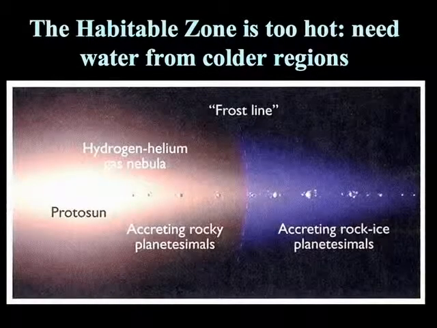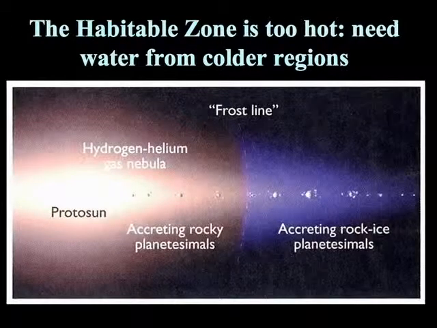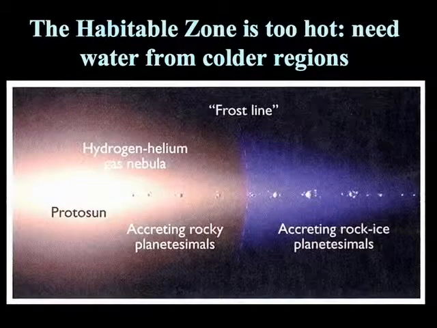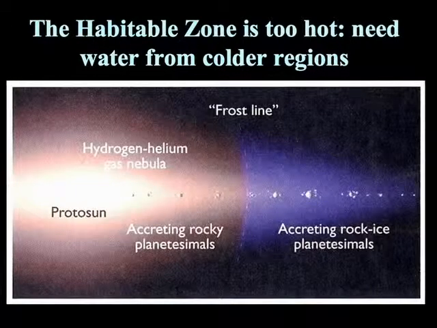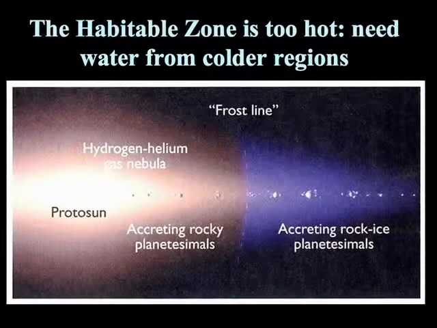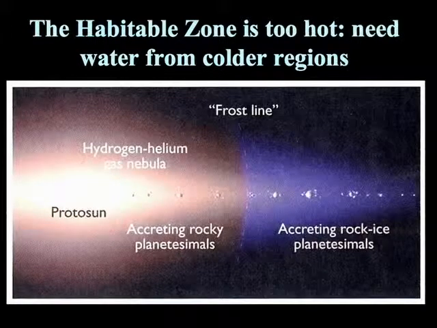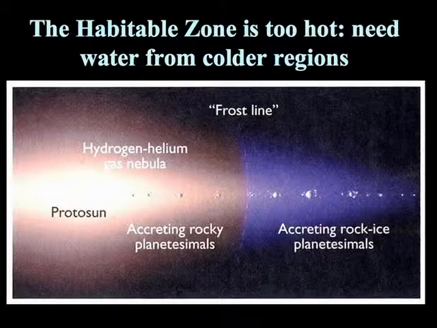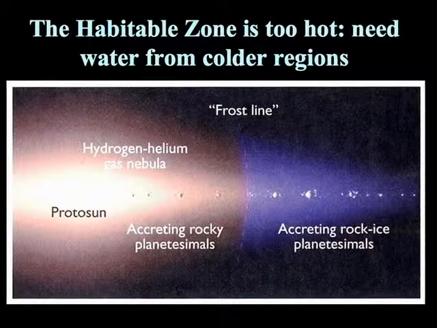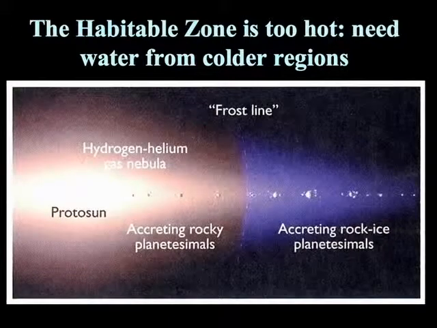And the way that you do it is actually by mixing during formation. So this is kind of a schematic of close to the star, close to the sun, things are mostly rocky. Further out, they're mostly part rock, part ice. And on this picture, the habitable zone will be somewhere in here. So, we're in the rocky zone, but we want some water as well. So how do we get that? Well, you got to mix these two regions up a little.